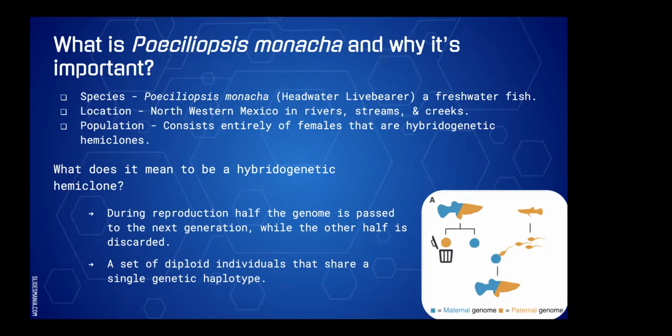In the case of P. monacha, females mate with males from another species called Poeciliopsis lucida, but P. monacha only passes down their maternal genome to their eggs, while the paternal genome is newly supplied by the males each generation. This passing of the maternal genome in P. monacha is what makes it a hemiclone. P. monacha expresses a form of hybridization, which in this case is seen as the P. monacha and P. lucida genome hybrid that is maintained because of hemiclonal reproduction.